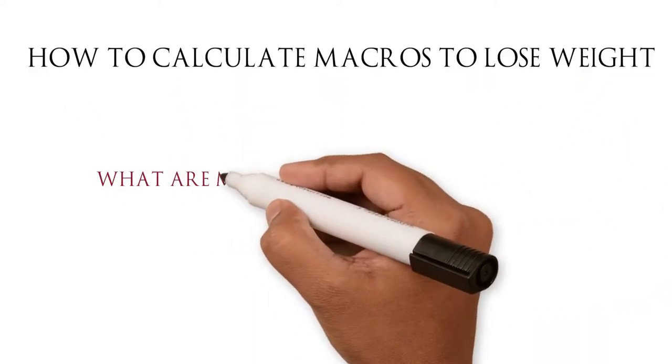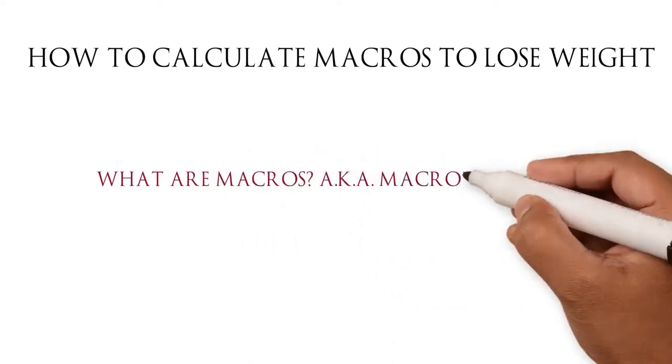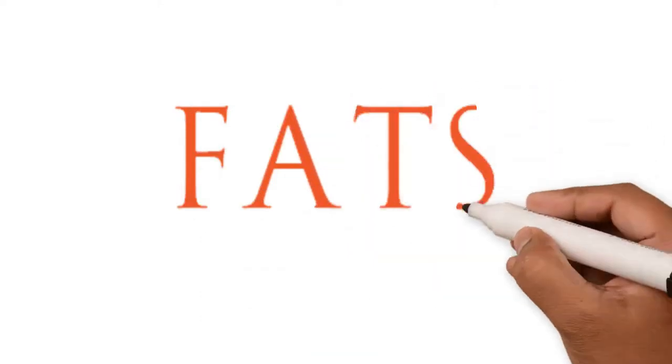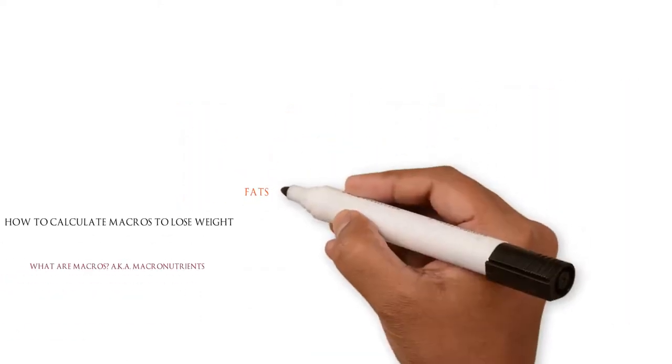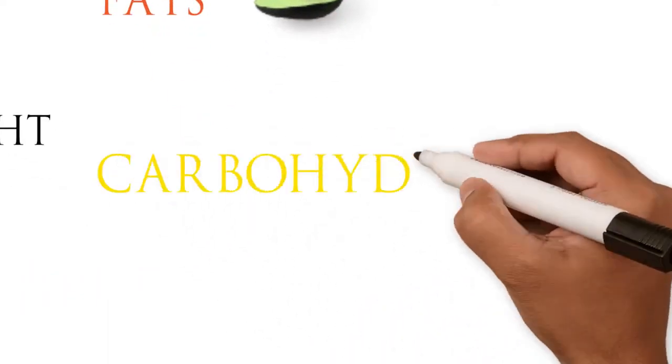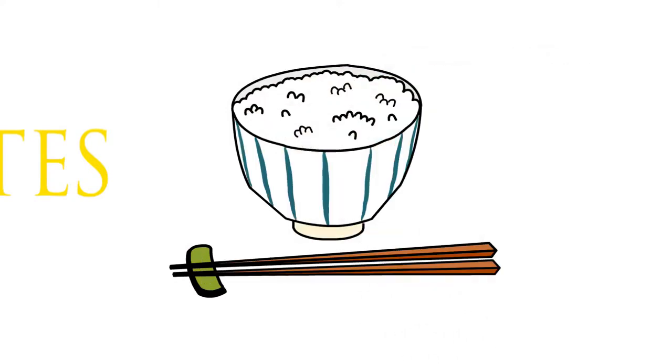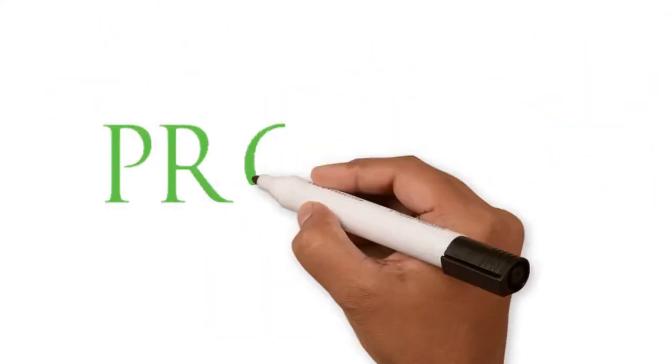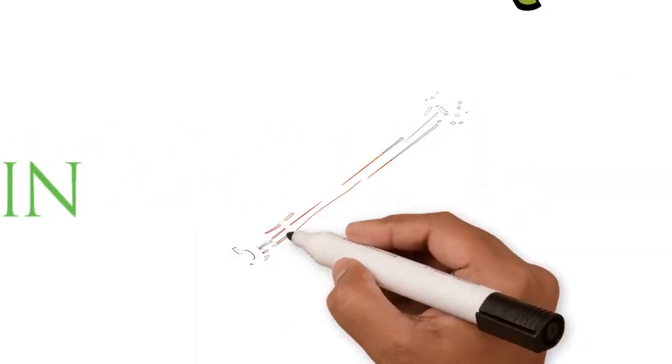So first off, what are macros? Also known as macronutrients. Macros are comprised of your main nutrient sources such as fats, which are, for example, avocados, coconut oil, peanut butter, and nuts. Then we have carbohydrates, aka carbs, for example, sweet potato, brown rice, and whole grains. And last, protein, which are the majority of meat and dairy products.